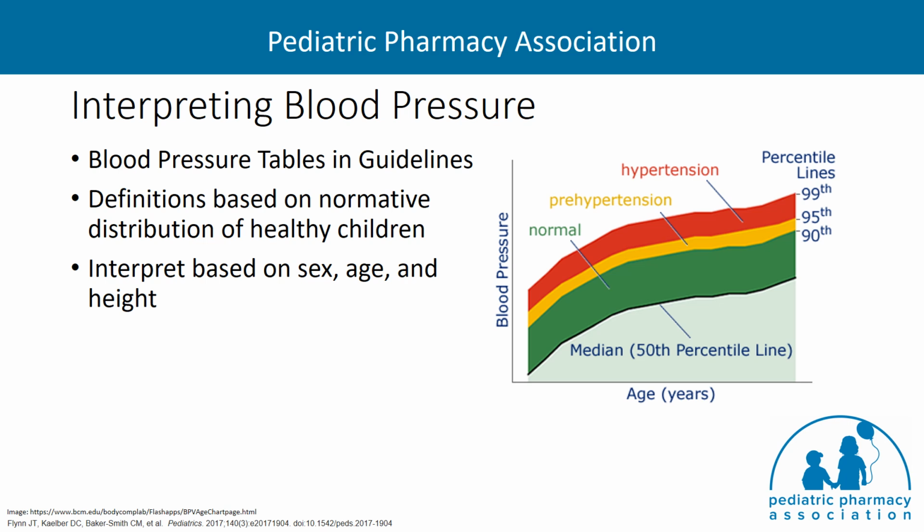The blood pressure values are interpreted based on the sex of the child, so male or female, the age of the child, as well as height. Keep in mind that these tables are not reflective of obese children. It is thought that the obese children would create bias as obesity and hypertension go hand in hand. The black line below the green section of the graph to the right-hand side is the median, which is the 50th percentile. From this 50th percentile line up through the 90th percentile is considered normal blood pressure for a child. We will go into more detail on pre-hypertension and hypertension on the next slide.